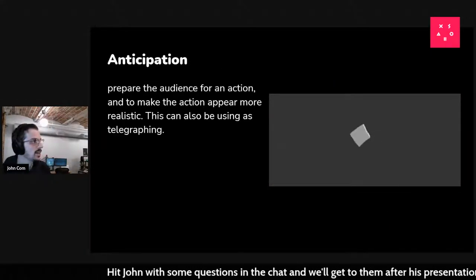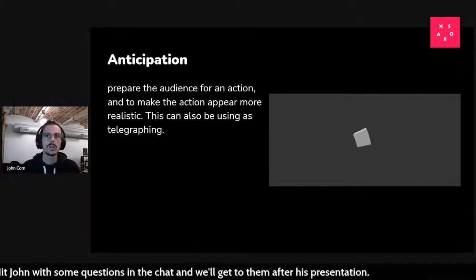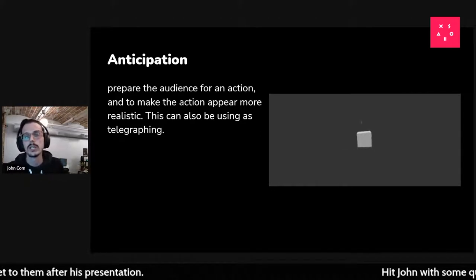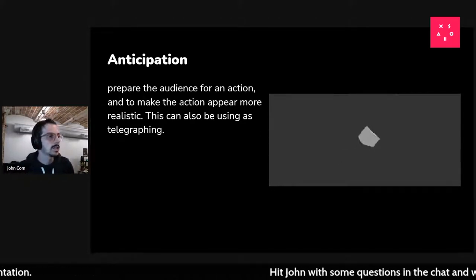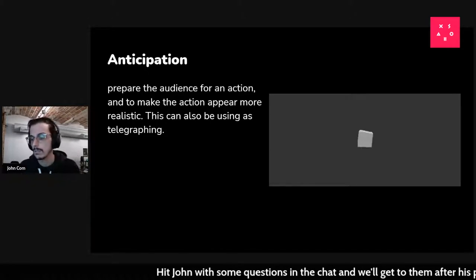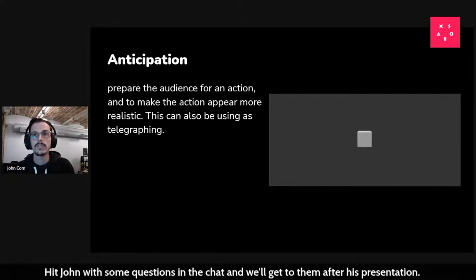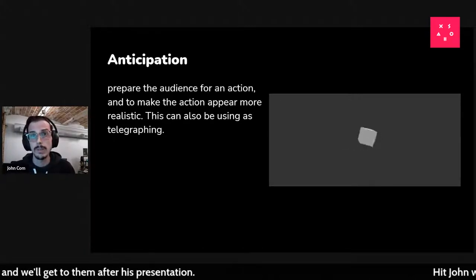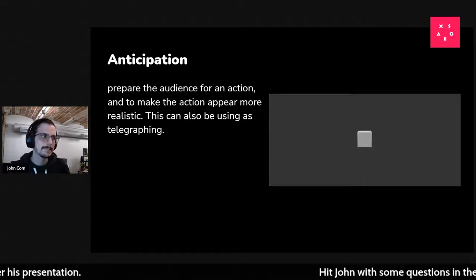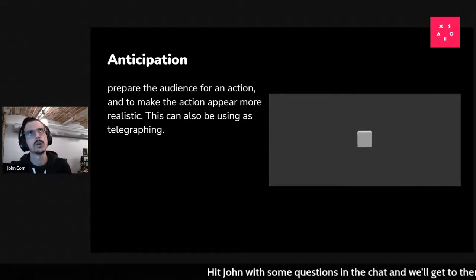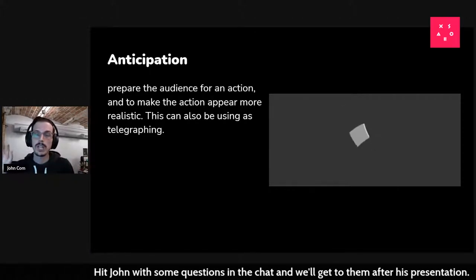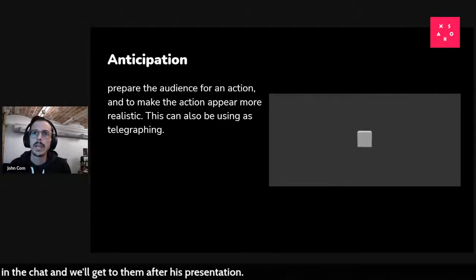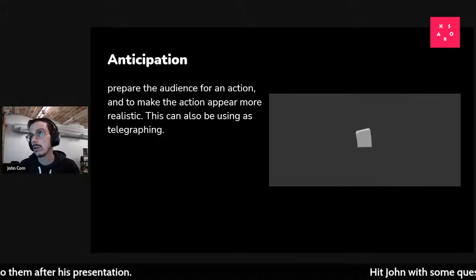So next we have anticipation, right? Anticipation prepares the audience for an action and makes the action appear more realistic. This can also be used as telegraphing in games. If anyone doesn't know, telegraphing is when you're alerting the player of another action that's about to happen. Usually, if something is going to kill them or you want to get their attention, you flash three times and then a spike comes up, right? You telegraph that action.